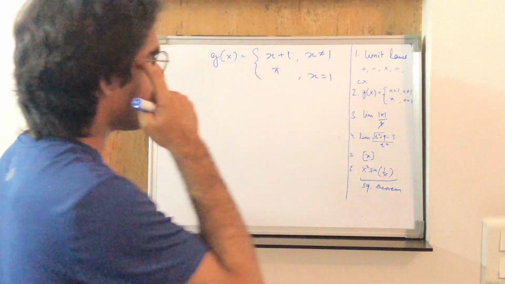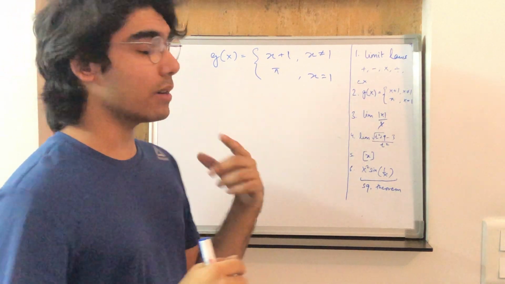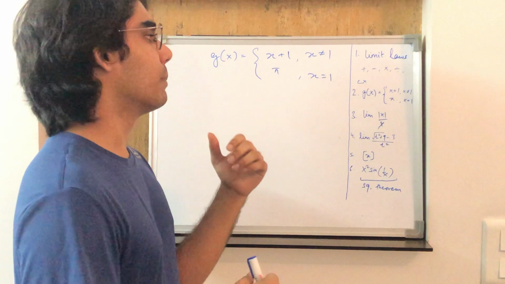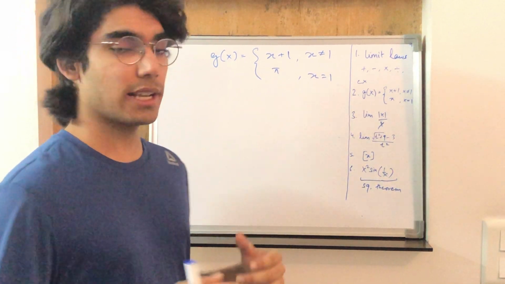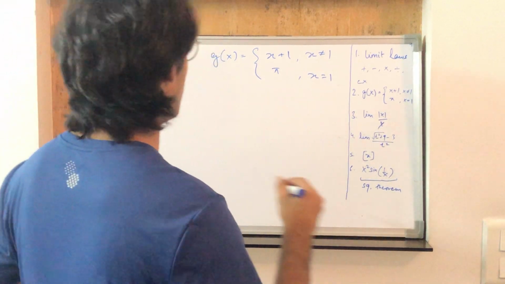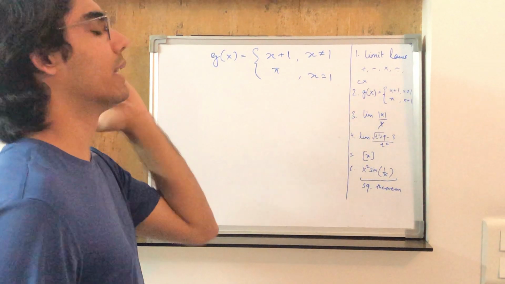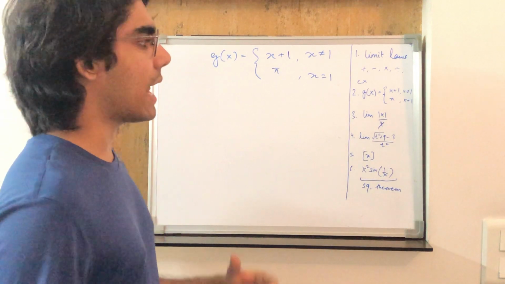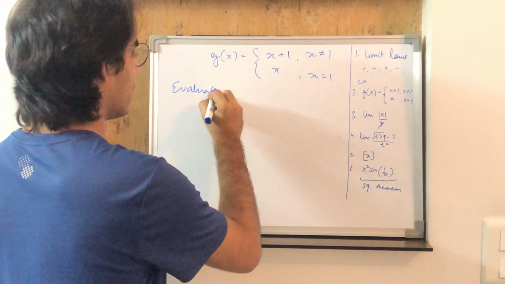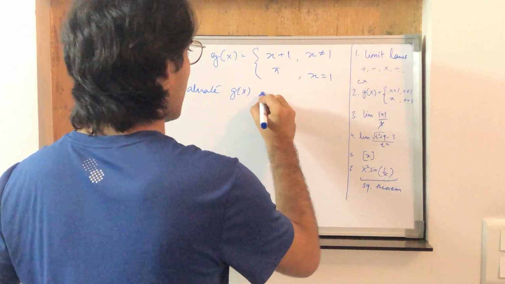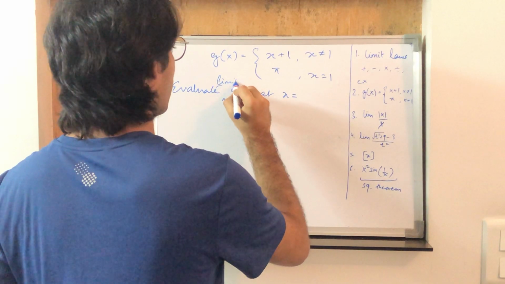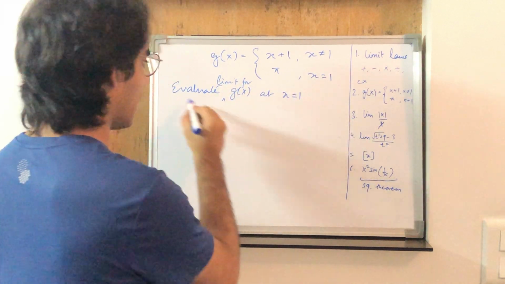This means that when x does not equal 1, this function is going to be x plus 1. But when x is equal to 1, this function is going to take pi, right? The irrational number pi. That's the value this function is going to take. So if I'm asked to compute the limit for this function at x equal to 1, evaluate the limit of g of x as x tends to 1, how do I do this?